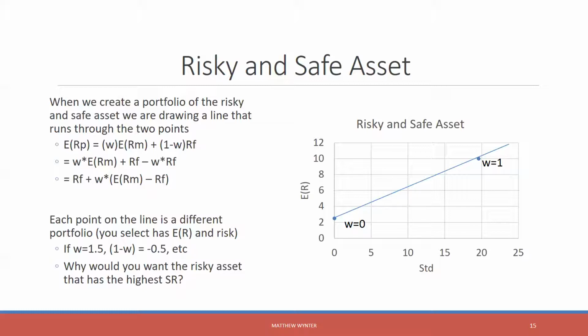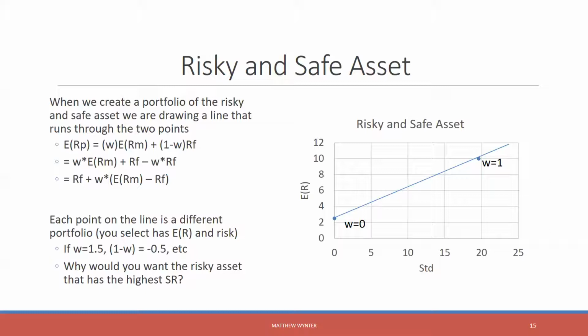W equals 0 is if we have a portfolio that has a weight of 0 on the risky asset, so we're only holding the risk-free asset. W equals 1 is if we have a portfolio that has a weight of 0 on the safe asset and a weight of 1 on the risky asset. Okay, so we can see that there's a positive relation between risk and return.